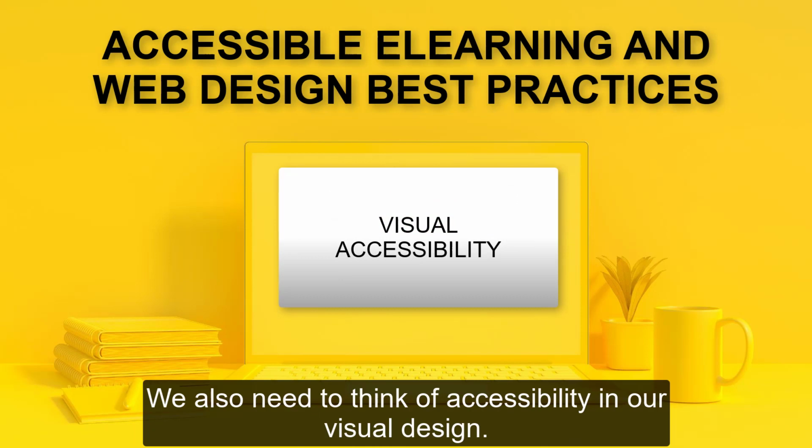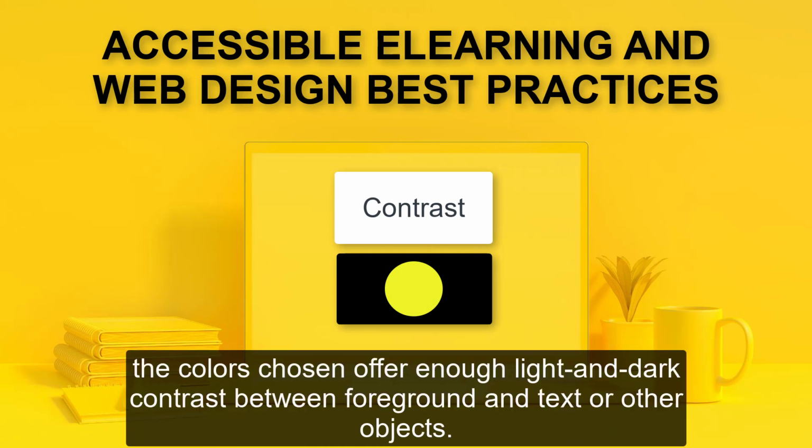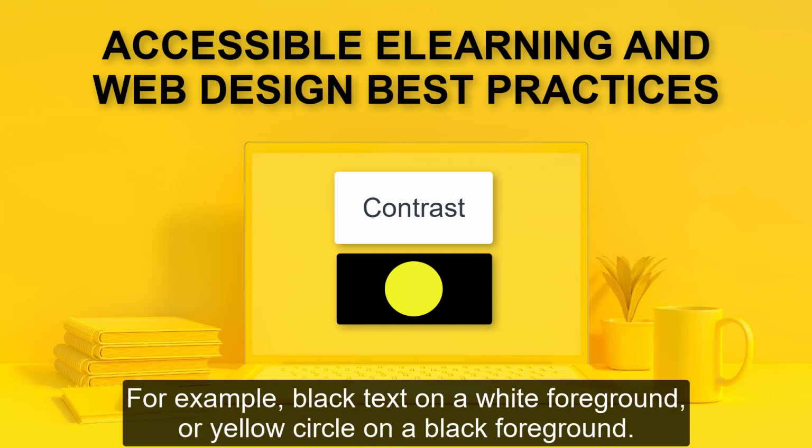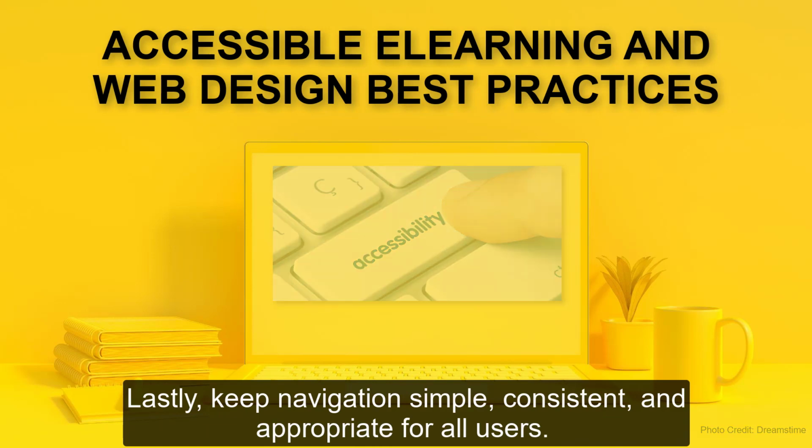We also need to think of accessibility in our visual design. So make sure, when colors are used, the colors chosen offer enough light and dark contrast between foreground and text or other objects. For example, black text on a white foreground or a yellow circle on a black foreground. Lastly, keep navigation simple, consistent, and appropriate for all users.